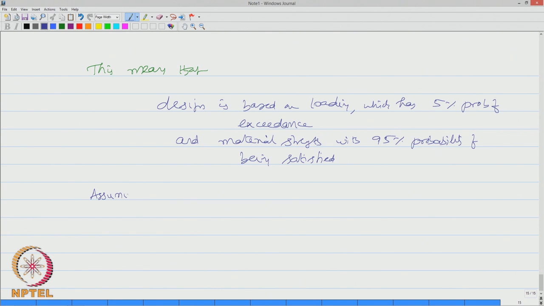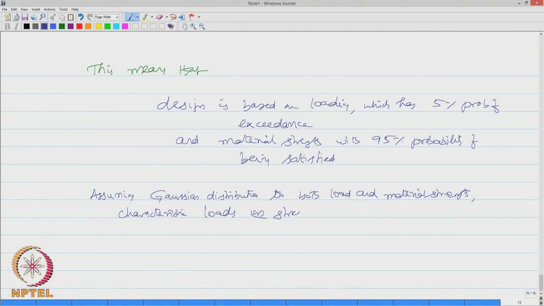By assuming Gaussian distribution to both load and material strength, characteristic loads or strength can be expressed in statistical terms as below.